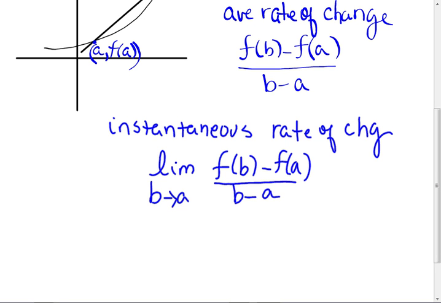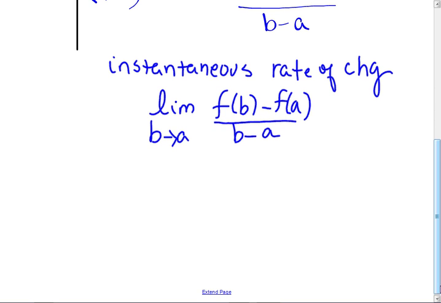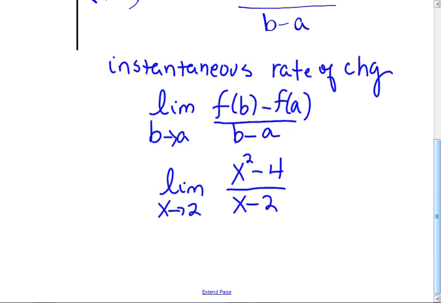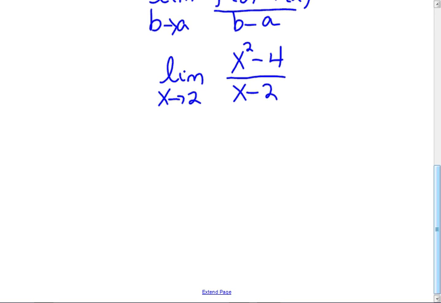Where are you going to see this on the exam? You're going to see this, for instance, like x squared minus 4 over x minus 2, and you see a limit as x approaches 2. Because the derivative at a single point is not going to exist. It's going to be indeterminate.